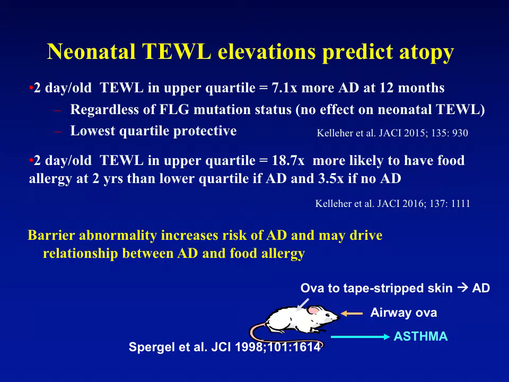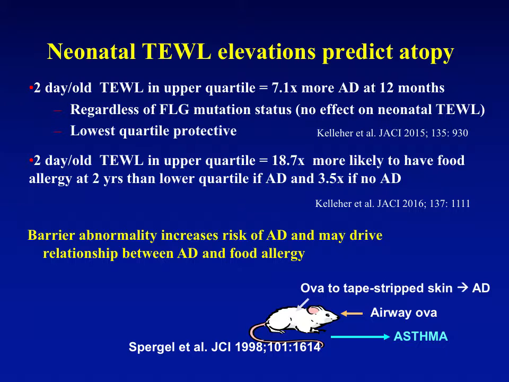And that 2-day measurement is regardless of filaggrin status. Actually, if you have a filaggrin mutation, it doesn't really affect the transepidermal water loss till the 2-month and 6-month measures for whatever reason. And he found that the lowest quartile was protective. Now, in continuing to follow these kids, at 2 years of age, he's able to predict the development of food allergy. So that 2-day-old transepidermal water loss in the upper quartile, if you have developed atopic dermatitis, gave you an 18.7-fold increased food allergy risk.